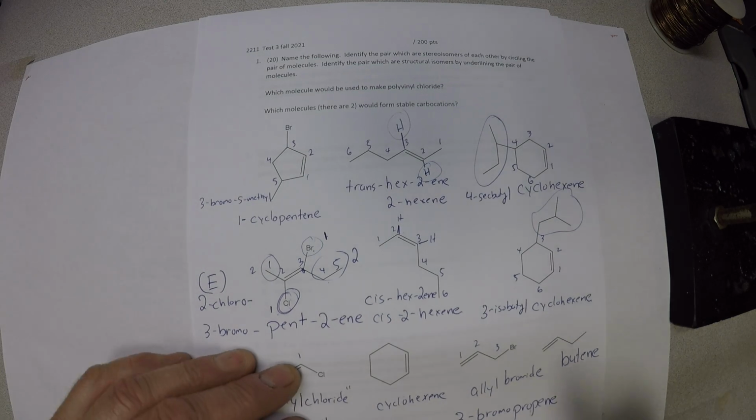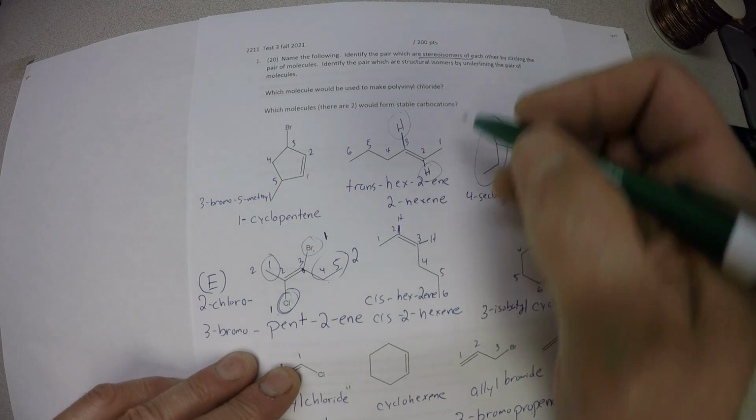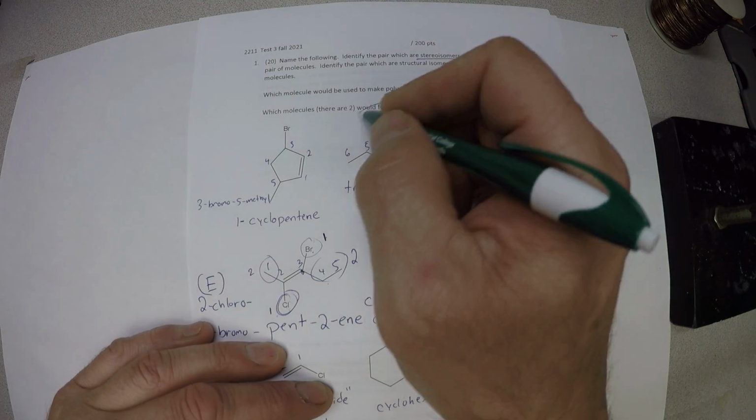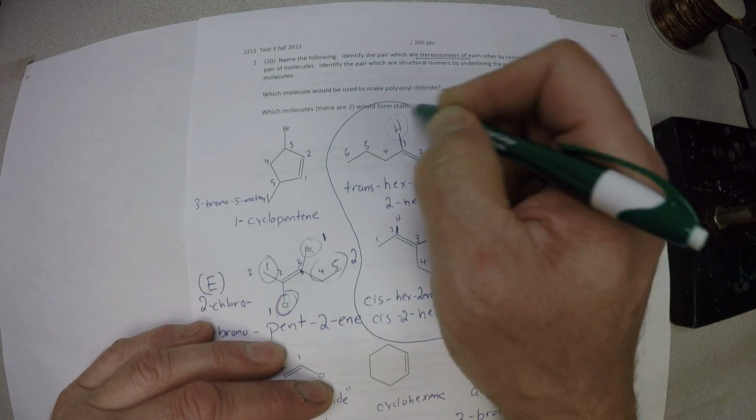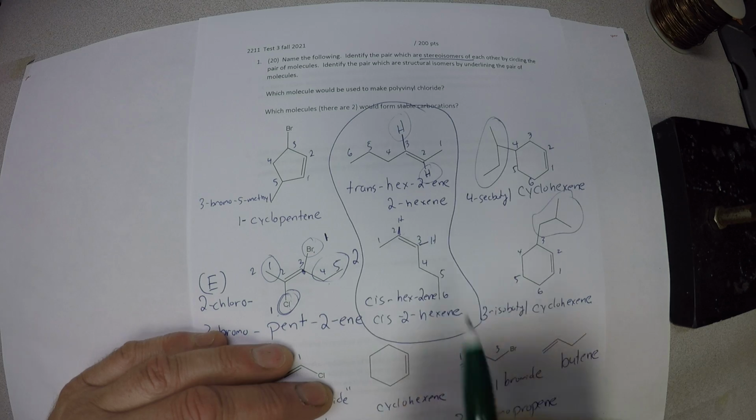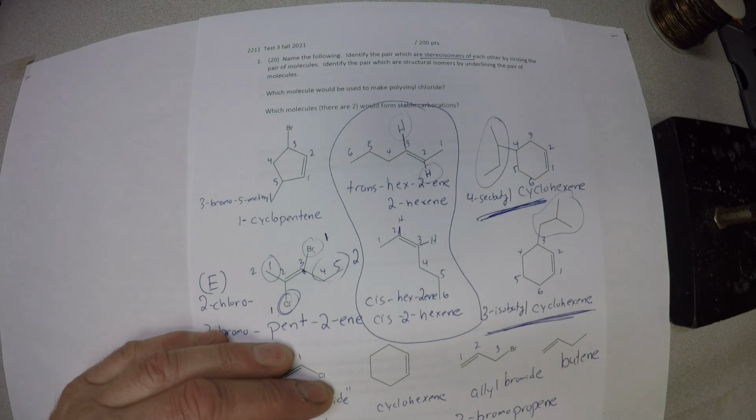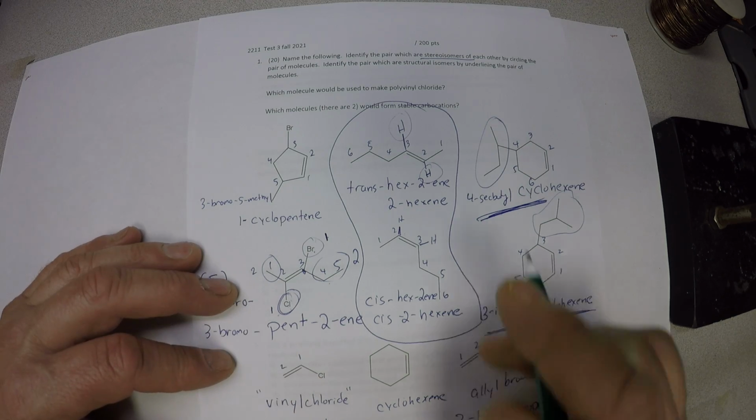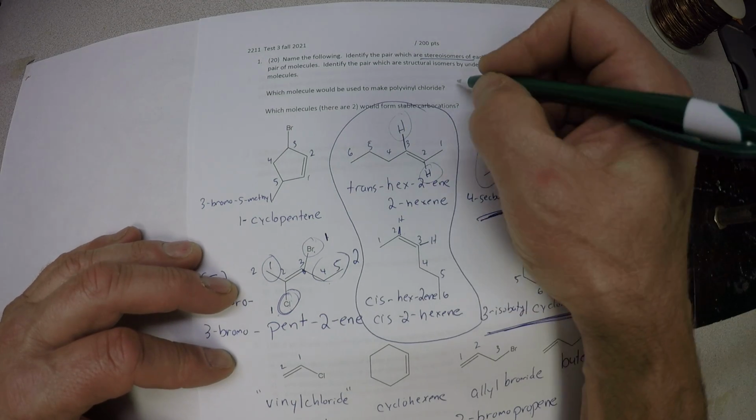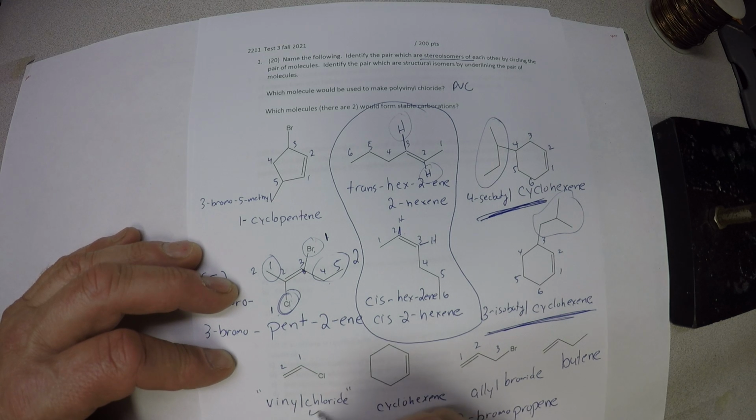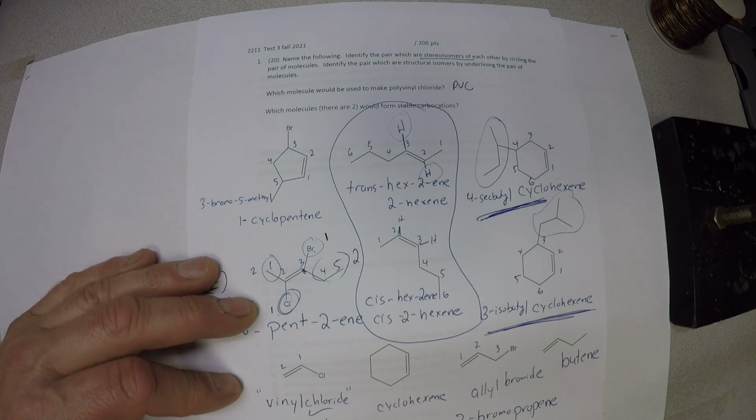The rest on that page, which two are stereoisomers? That would be the cis and trans molecules with the same formula otherwise. And which two are structural isomers? That would be those two. Which one do we use to make PVC, also known as polyvinyl chloride? Of course, it's vinyl chloride.